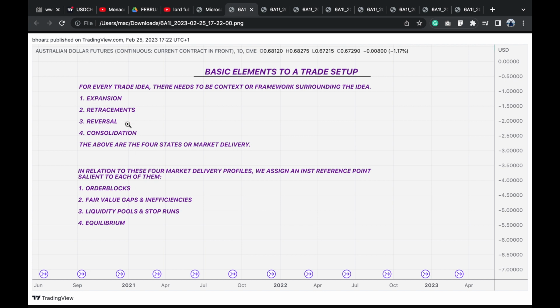When the market is expanding, your focus goes into order blocks. When the market is reversing, your focus goes into liquidity pools and stop runs. And then when the market is at consolidation, we are primarily viewing equilibrium in price.